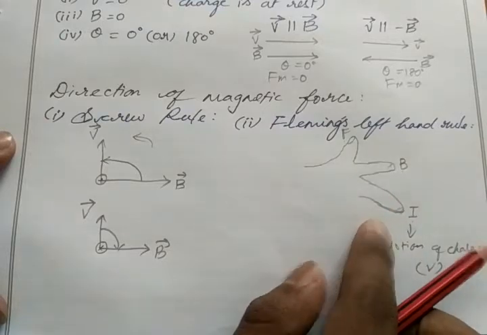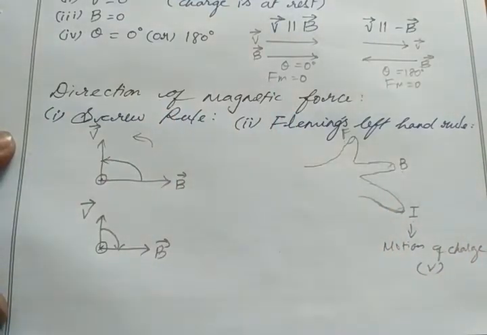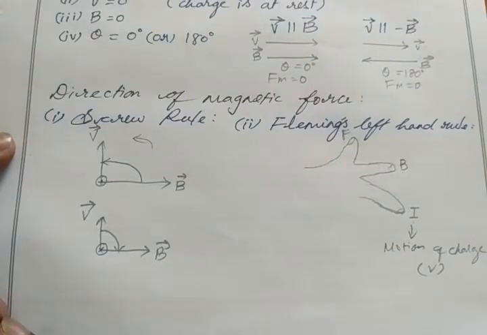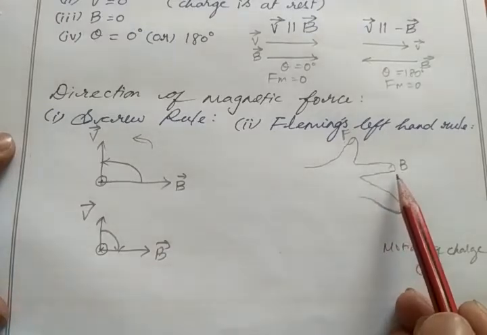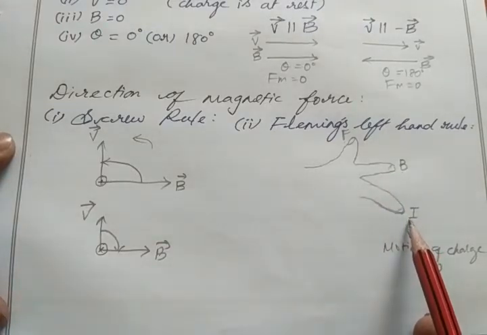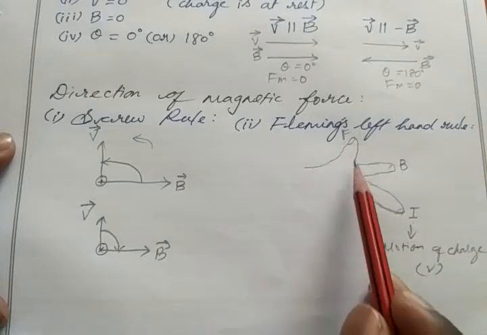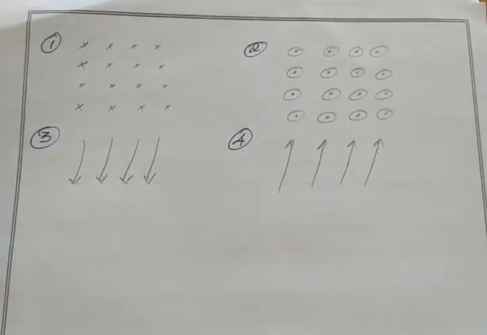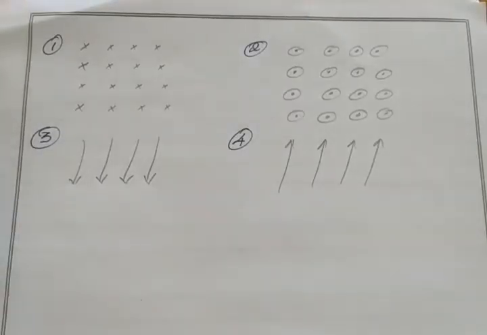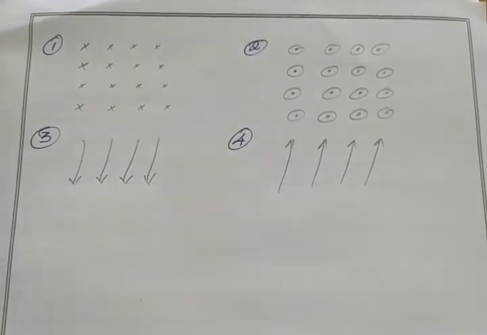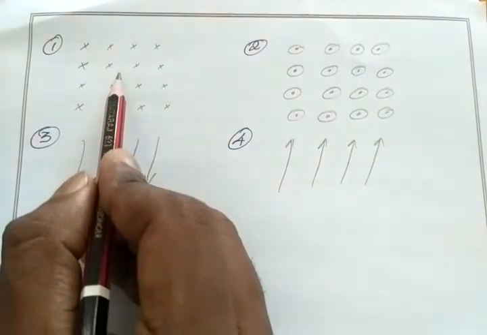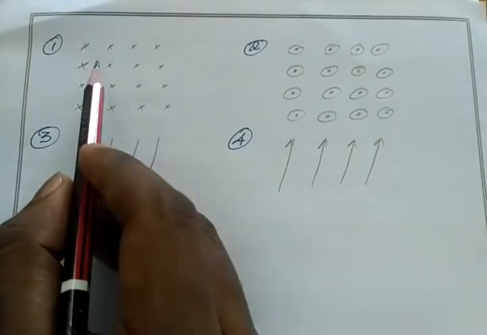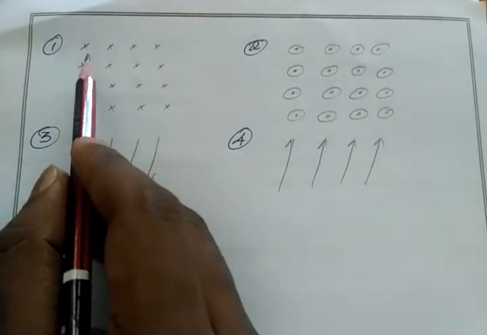From this rule, I can also find the direction of magnetic force. Okay. So if my three fingers of left hand are mutually perpendicular with each other, my forefinger shows the direction of magnetic field, middle finger shows the movement of charge or motion of charge, then my thumb finger shows the direction of magnetic force. We will solve simple numericals by using left hand thumb rule to find the direction of magnetic force. So here we have cross magnetic field, which means magnetic field is going inwards the paper. Okay, cross magnetic field.